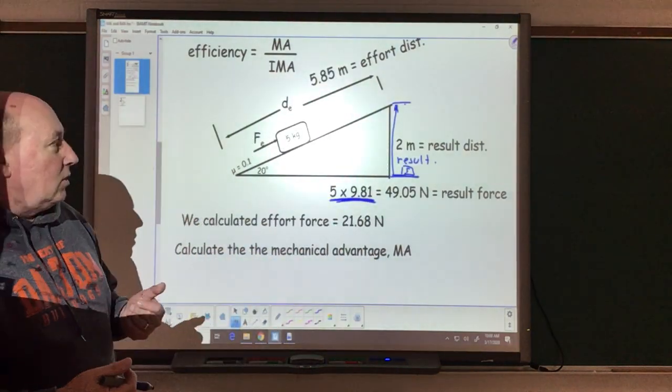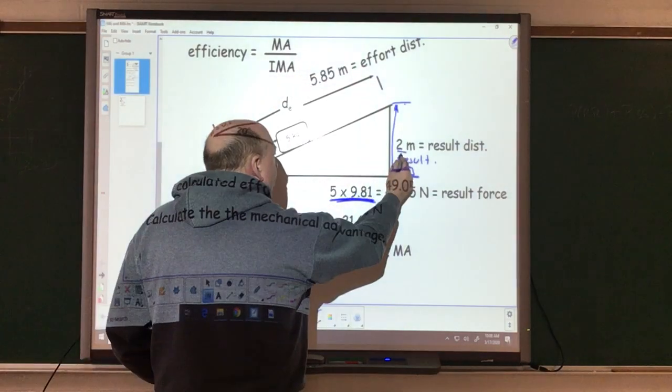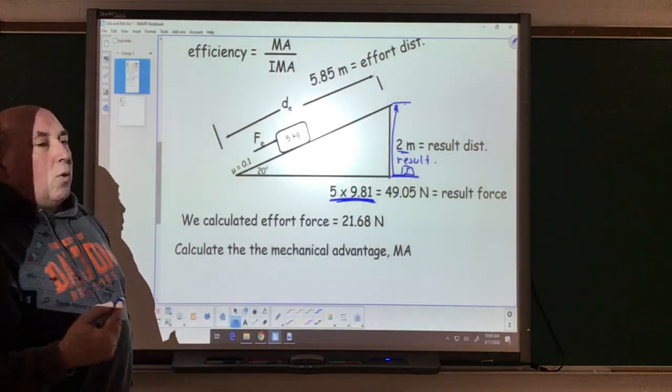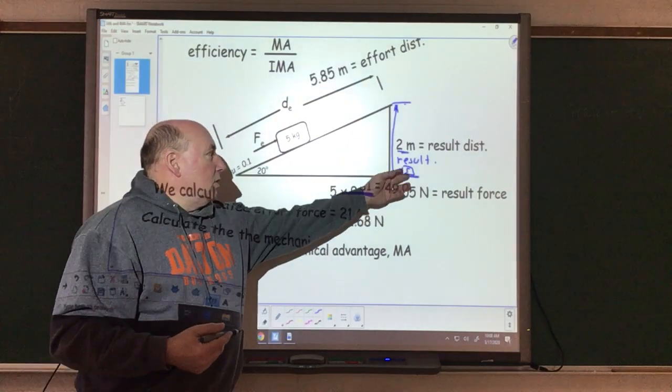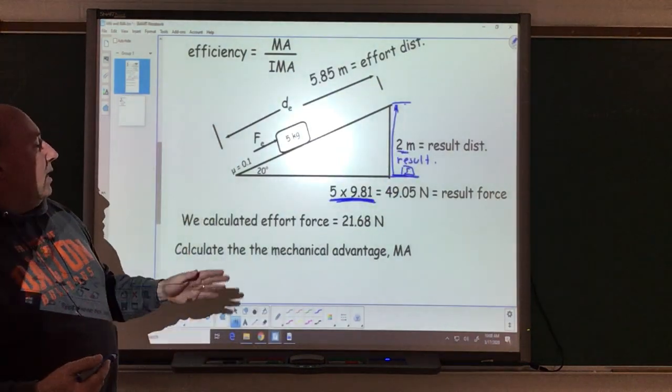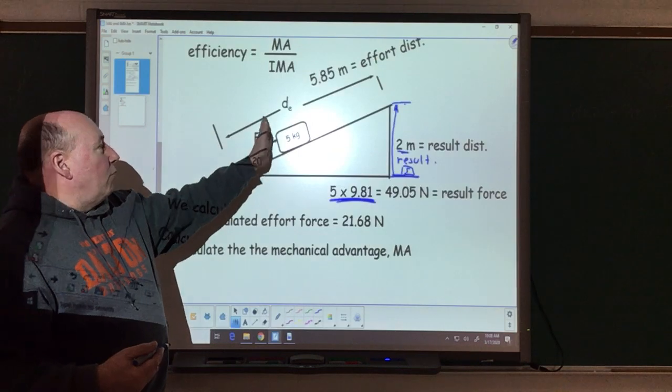Okay, we have to exert the weight. And then we have the 2 meters that we had, and our work result was this value times this value. And then the effort force is what we calculated.